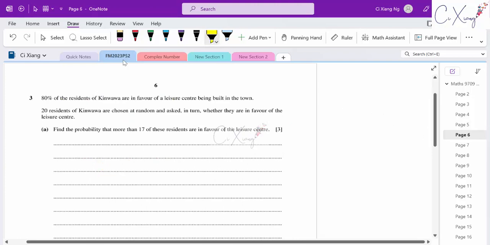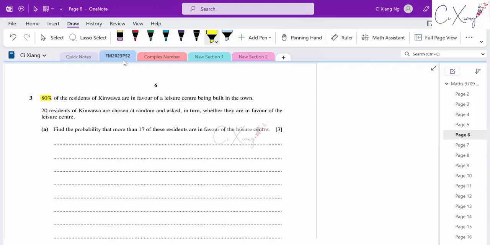Okay, so now we come to question number 3. 80% of the residents of Kinwawa are in favor of a leisure center being built in the town. 20 residents are chosen at random and asked in turn whether they are in favor of the leisure center. They want us to find the probability that more than 17 of the residents are in favor of the leisure center. For this question, we have 20 residents, which is a larger number, and in the question you can see that more than 17 out of the 20 residents, something happened. So this kind of structure belongs to the binomial distribution.